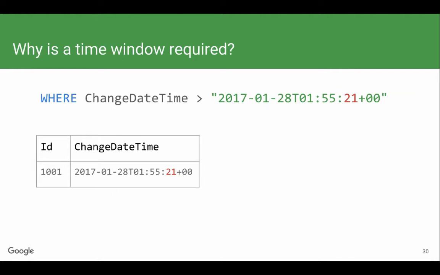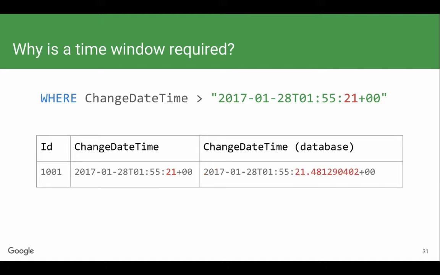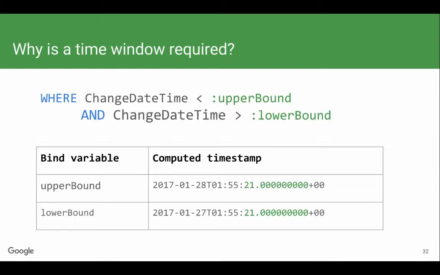If you just did change date time greater than this time here with 21 seconds, you might get this result back. And if you'll look, you'll say, wait a second, I said greater than 21 seconds. I didn't say greater than or equal to 21 seconds. Well, under the hood, it actually is greater than 21 seconds. It's actually almost 21 and a half seconds. So when you include a time window, both an upper bound and a lower bound, you effectively truncate the time to whole seconds, because that's the granularity that is exposed in the API. And that way you ensure that all of your results are within the expected window.